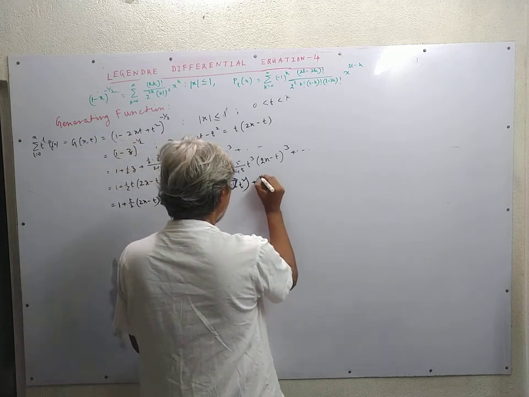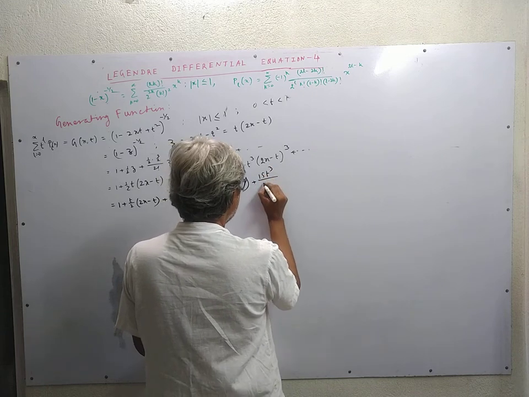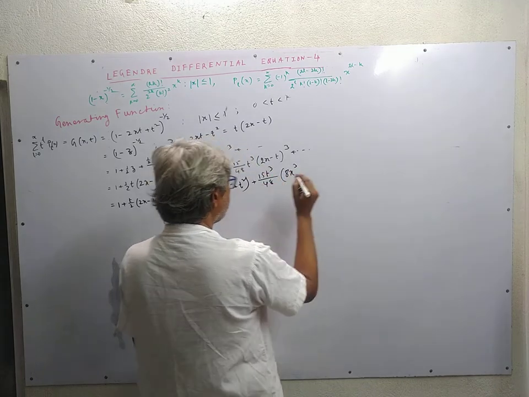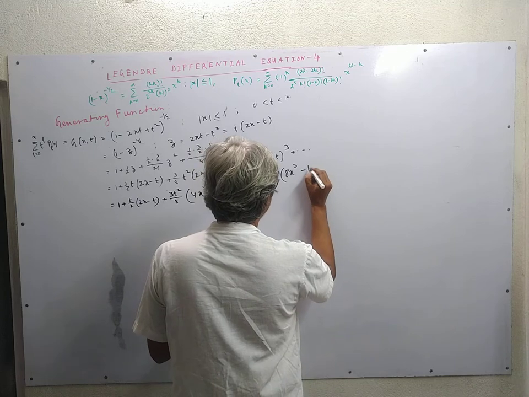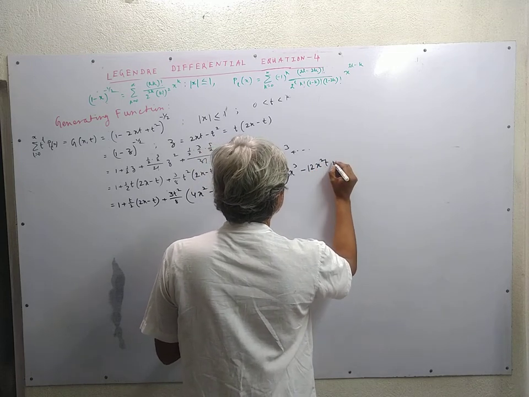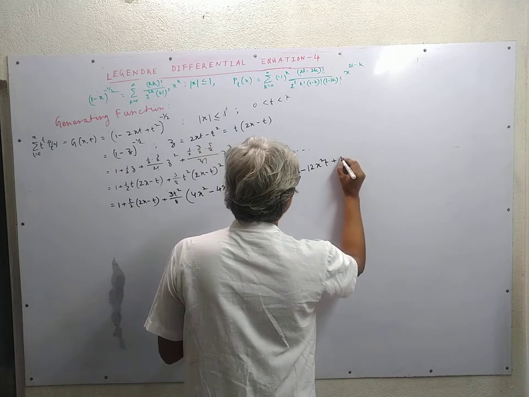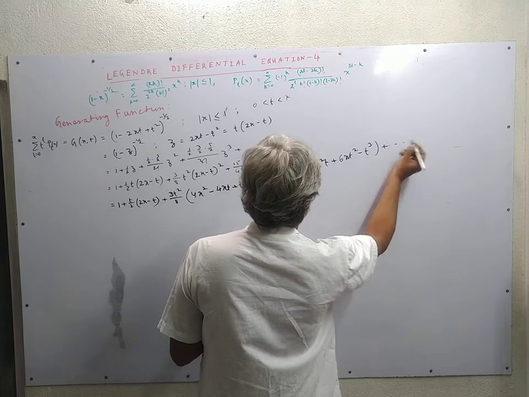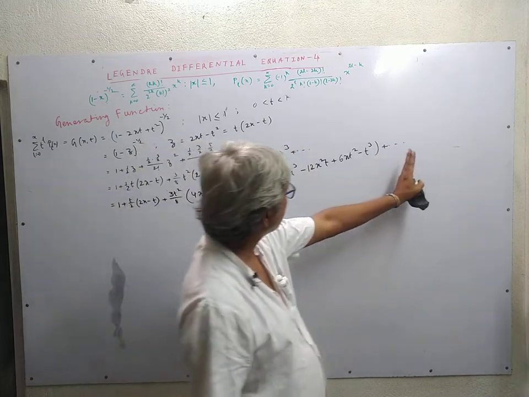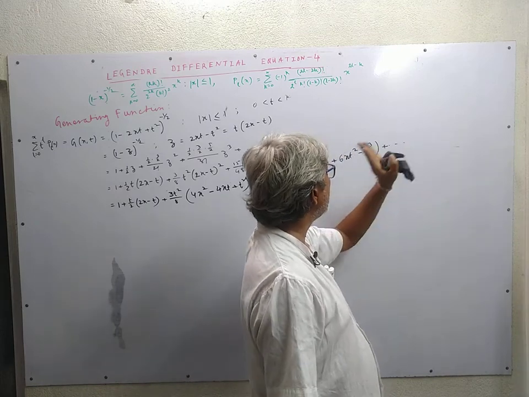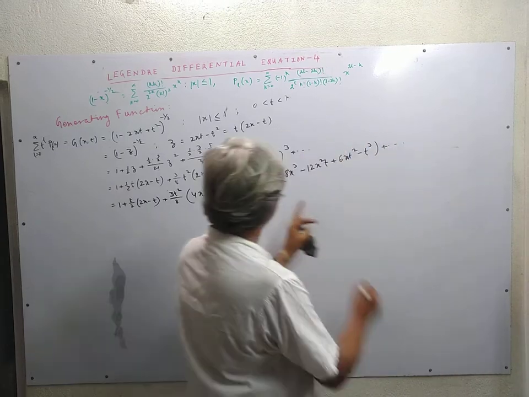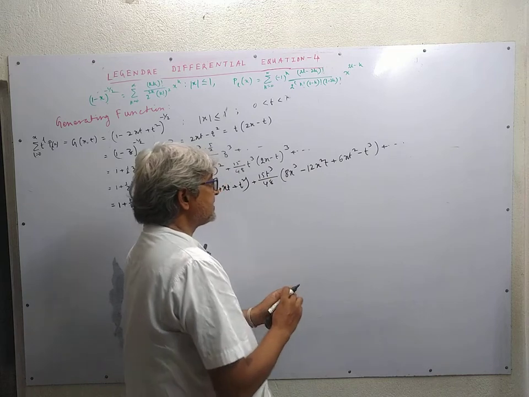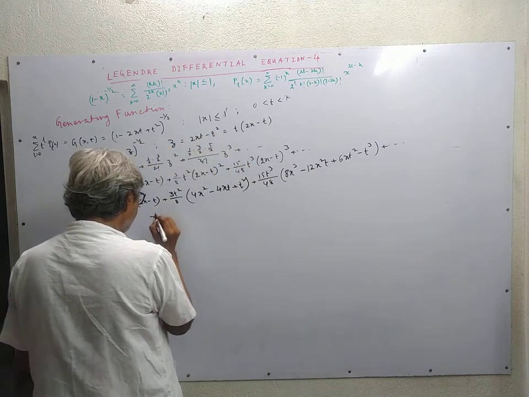Coming to this term, 15t cube by 48, 8x cube minus 12x square t plus 6xt square minus t cube, plus higher order terms. You see the term that will come from the next term will have lowest power of t as t to the power 4, because there will be a multiplication by t to the power 4. So this is correct up to t cube.